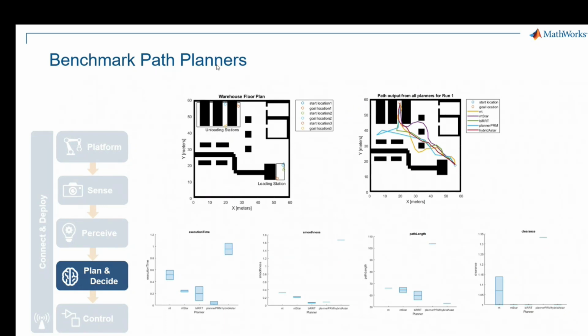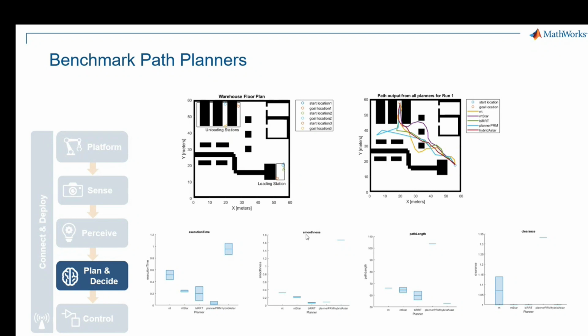In this example, we have this warehouse floor plan. So it's an occupancy grid map with some starting points and goal locations. And we're going to launch different types of algorithms, as we see here. And we're going to use different types of parameters to compare their results. It can be execution time, which is the time taken to plan and execute this path planning.